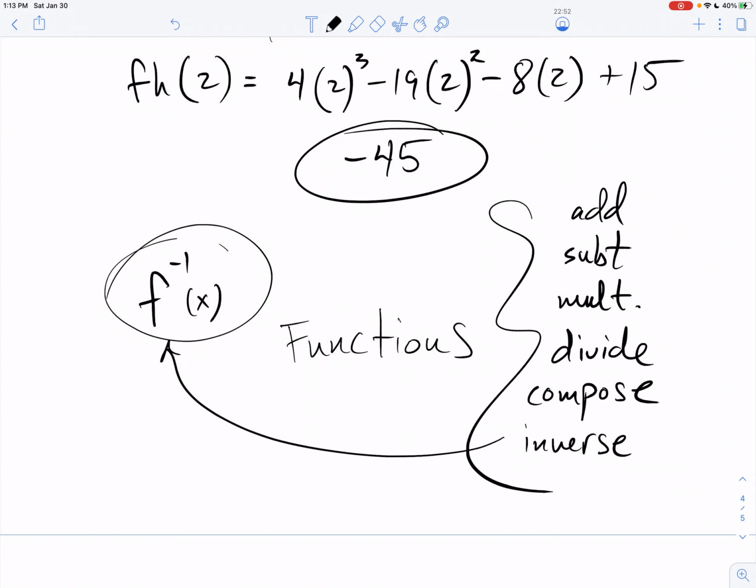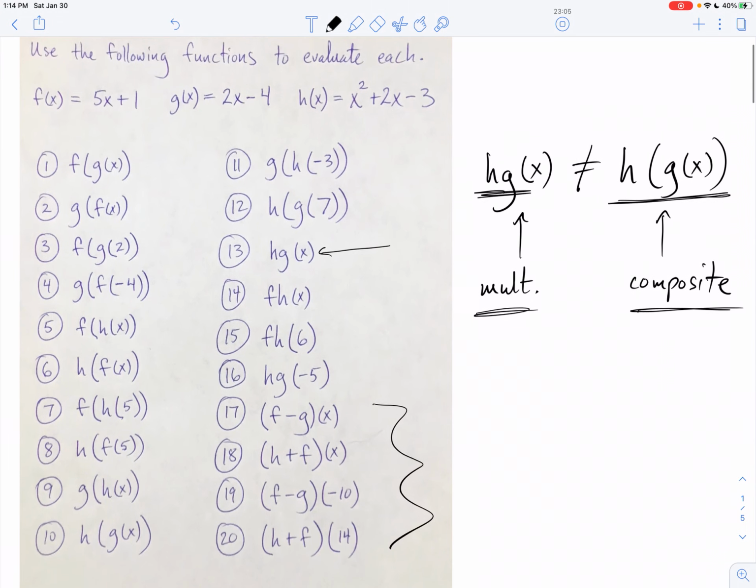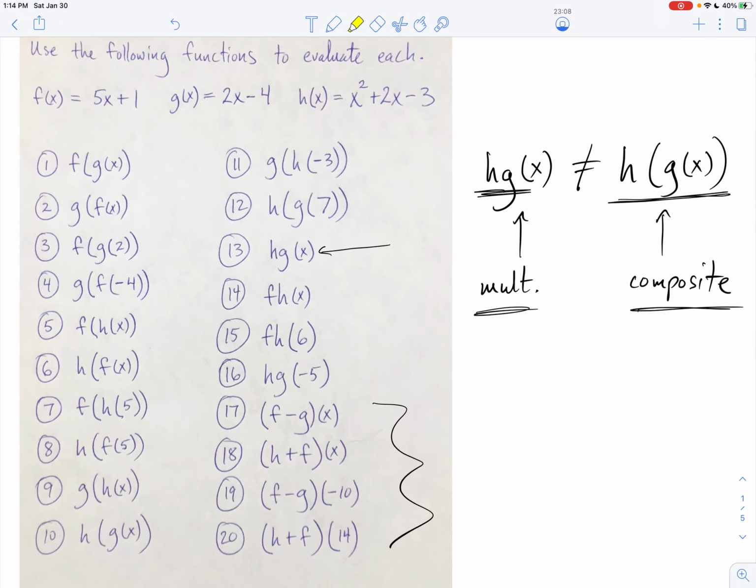So I told you last week this would be a quick lesson. It's a quick unit. So here we go. Here's the practice problems. I'm going to scroll up. Here are the practice problems. And notice I made up new functions to play with. These are not the same ones I used in my examples. And notice the difference. That is a product. That's multiply. That is a composition. Okay? So don't blow it there. Multiply and composite are not the same thing.